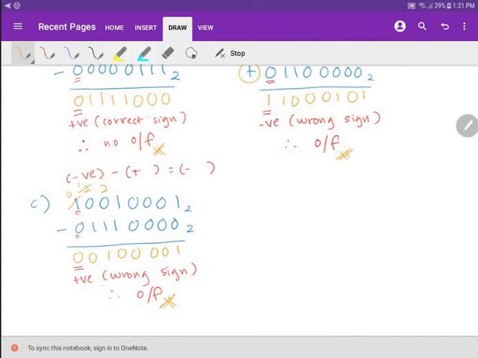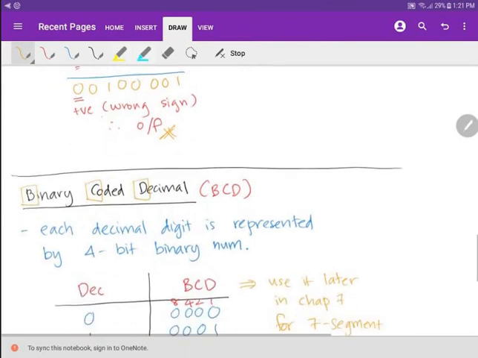So for the recording part, I'm going to continue this overflow topic with the final topic, which is the binary coded decimal, because this is relatively very short and simple, so I don't want to make a separate video for that, so I'll just combine together with this. Is that okay?